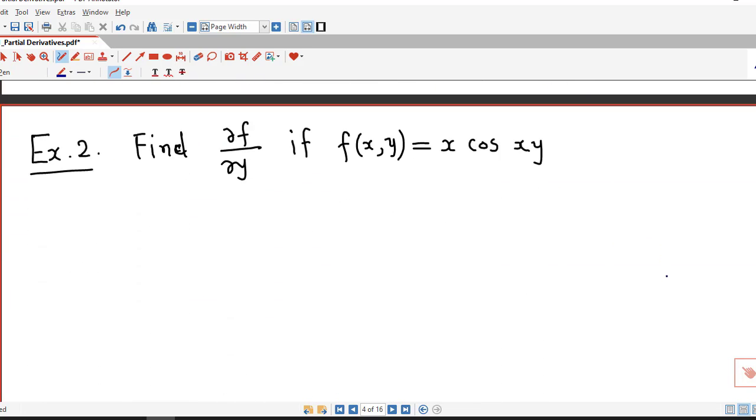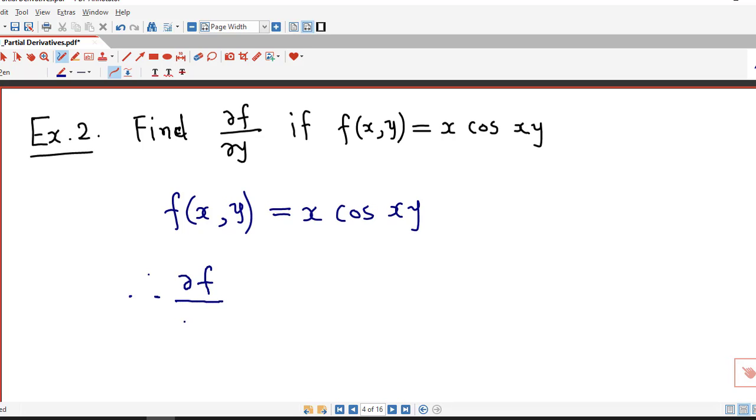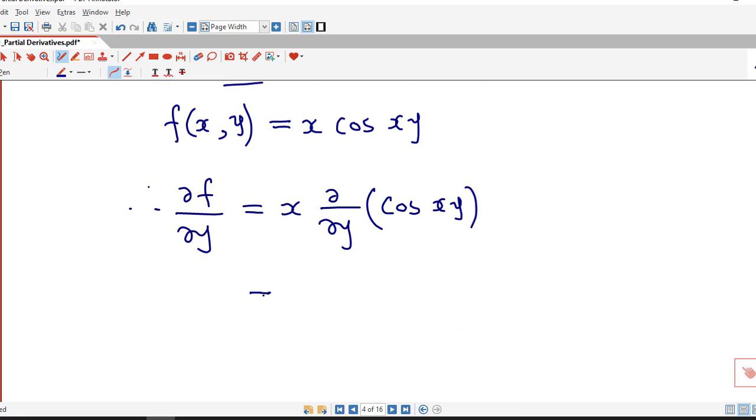We consider one more example. f(x,y) is x into cosine of x into y. If we differentiate with respect to y, we will consider x as constant. Here we are asked to find the partial derivative with respect to y. So we consider x as constant and we differentiate this with respect to y.